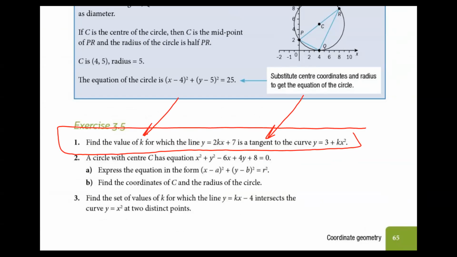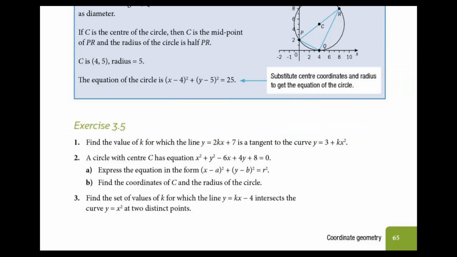This topic is like quadratics, but no problem. Tangent means b square minus 4ac equal to 0. First of all, what to do? This y and this y, put them equal to each other, make one equation, and then reorder it. Then apply this formula and get the k answer. Go, complete it and send it to me fast. Okay, hurry up.